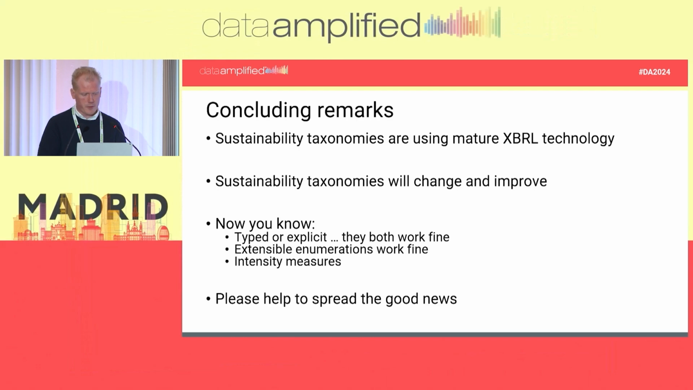So my concluding remarks. Sustainability reporting taxonomies are using mature XBRL technology. They are very polished and usable compared to the early versions of other taxonomies, particularly the financial taxonomies. And one of the good reasons for that is they're benefiting from all the existing best practice, guidance, and taxonomy software out there already. There are definitely things that can be improved in sustainability taxonomies. That is as it should be.